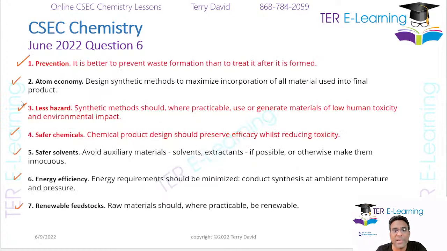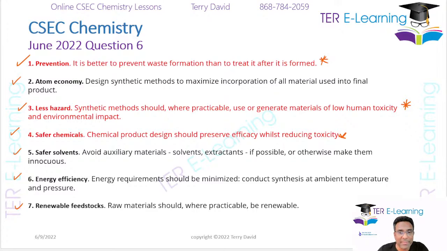So what I've done is every one that I have in red is a potential answer for that. In the first one, it is better to prevent waste formation than to treat it after it is formed. So in your process in the chemical plant, you're trying not to produce any waste material. That's what you're trying to do.